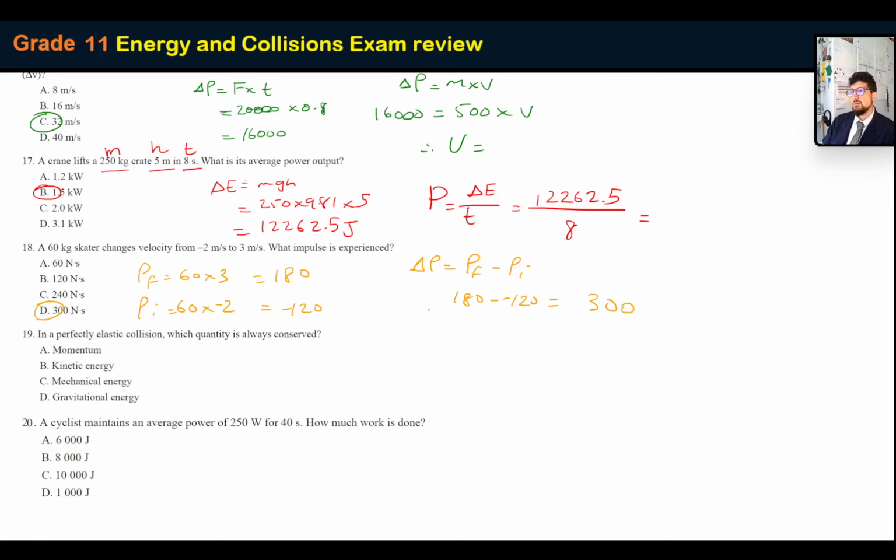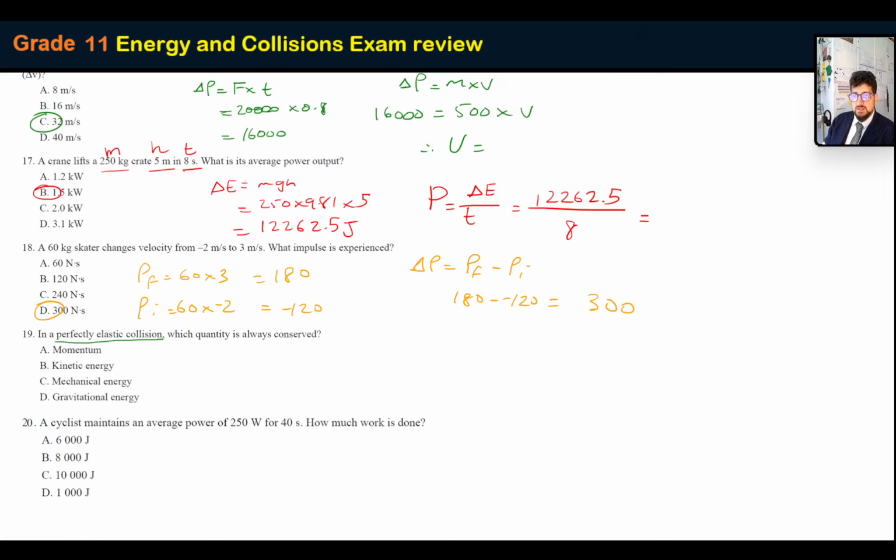So a bit of a tricky one, but if you do it the way I did it, you can't go wrong. In a perfectly elastic collision, which quantity is always conserved? Perfectly elastic. So that means they bounce off each other completely. And in this case, okay, momentum is always conserved, but kinetic energy is conserved as well in a perfectly elastic collision. Because what it means is that the objects have bounced off each other and there's no deformation, there's no sticking together.